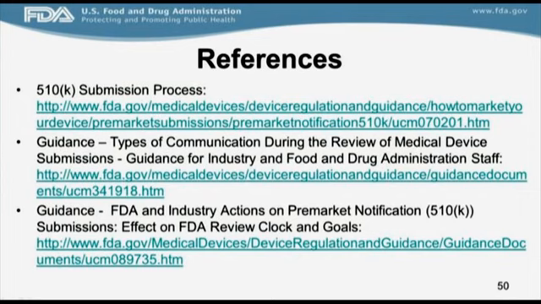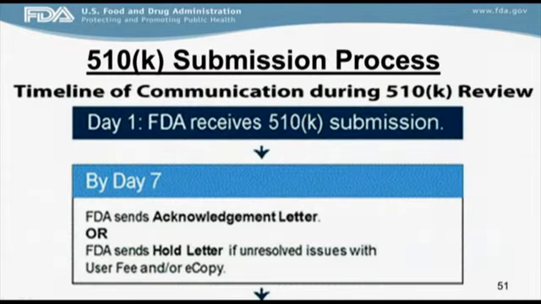This website provides the timeline as well as additional links and resources to guidance and other things that help to simplify that timeline. So let's begin with the timeline. Day 1 is the day that FDA receives your 510K submission. By day 7, the FDA will either send you an acknowledgement letter or a hold letter. If you receive a hold letter, that means there are issues with your user fee and or e-copy. Your 510K will not proceed forward to be accepted for filing until you have resolved the user fee and or e-copy hold issues.